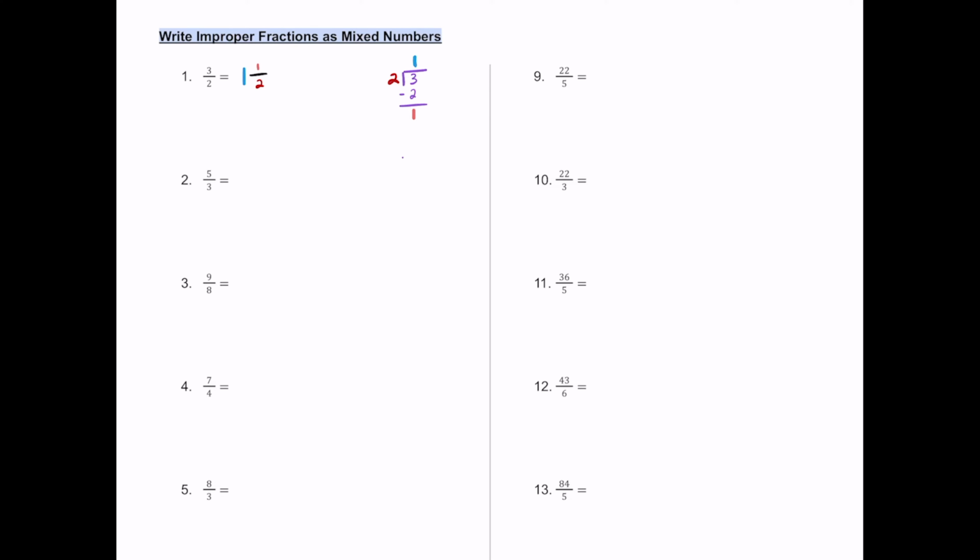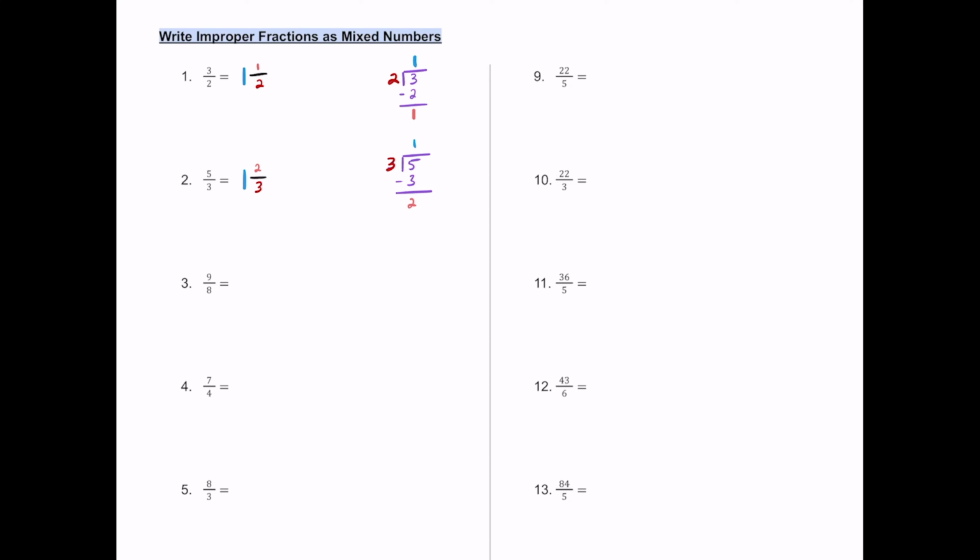For number 2, we have 5/3, so we're going to put the 5 on the inside, 3 on the outside. 3 is going to fit into this 5 one time, so 1 times 3 is going to be 3. And if we subtract, we get a remainder of 2. So notice what's going to happen here. This whole number is going to be the 1. The remainder there was 2. And what were we dividing by in the beginning? It's the same denominator we started with, which is this 3 over here. So this is 1 2/3.